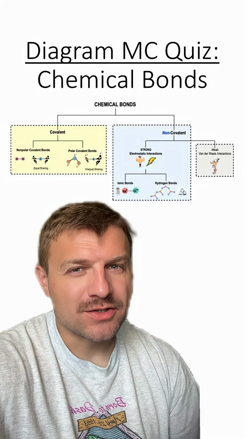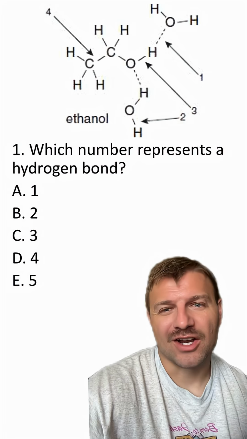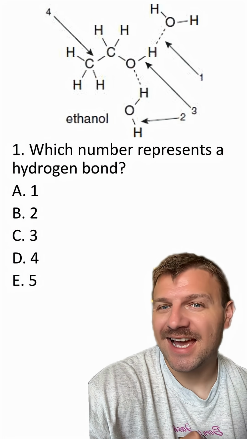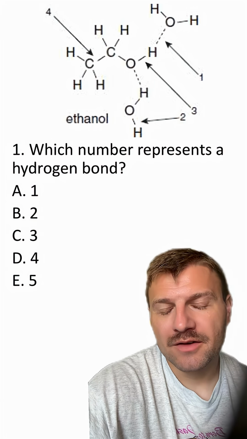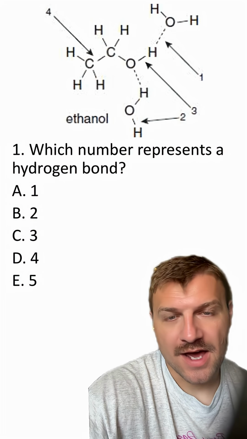Can you answer these 3 questions about chemical bonds? Each question's a multiple choice question with a diagram. All right, question 1. Which number represents a hydrogen bond? The molecule above is ethanol and each arrow is pointing to a bond. So which bond is the hydrogen bond?